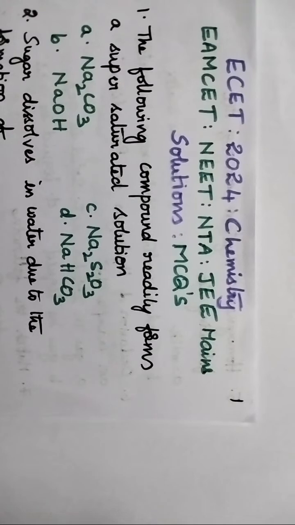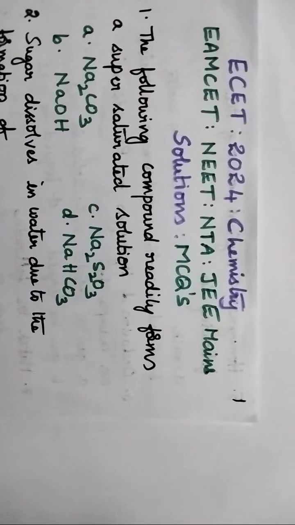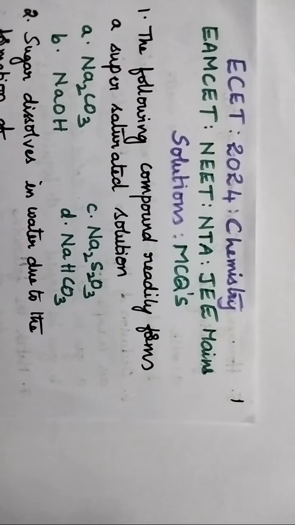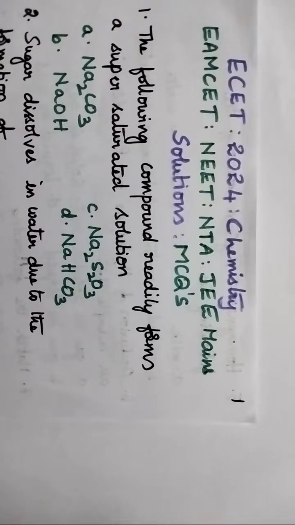So moving to the first question: the following compound readily forms a supersaturated solution. You try to identify the correct answer. Anyhow, I will read the options. Option A, sodium carbonate. Option B, sodium hydroxide. Option C, hypo. And option D, sodium bicarbonate. Share your answer.